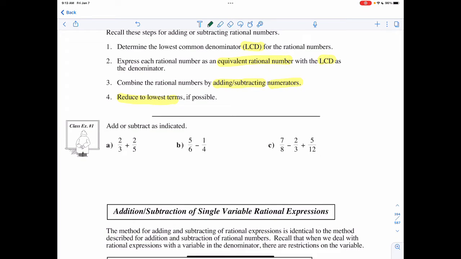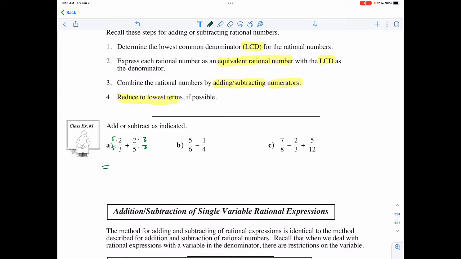So if I'm doing this process with just basic fractions, then I would take a look at 2 over 3 and 2 over 5, and I can see that I have denominators of 3 and 5, which means that the lowest common denominator is going to be 15. So I would need to multiply the first fraction by 5 on the top and on the bottom, so it's an equivalent fraction. I'd need to multiply the second fraction by 3 on the top and the bottom, so it's an equivalent fraction.